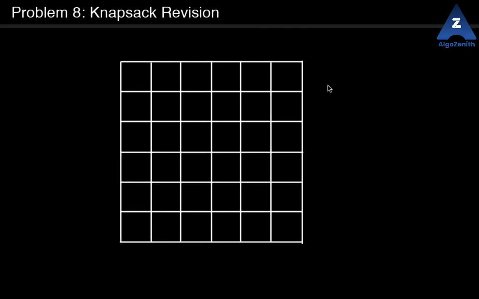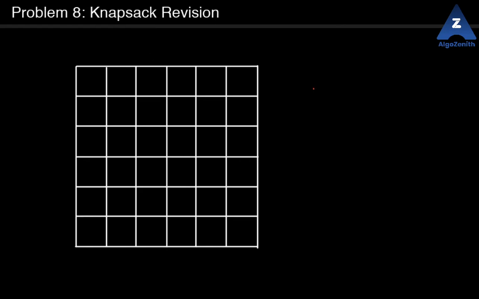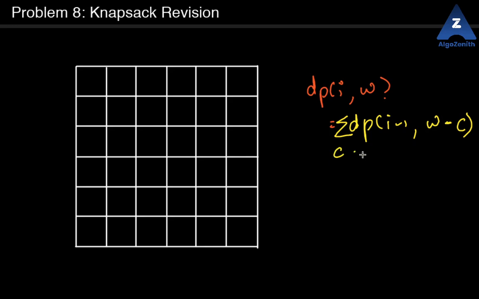Okay, so let's say we are trying to keep a DP. So DP of I, and the weight that you have seen till now, is equal to the sum of DP of I minus 1 comma weight minus C. Let's first understand what this is. So weight minus some C, and this would be the case summed over all possible C. So what is this transition that we are writing?